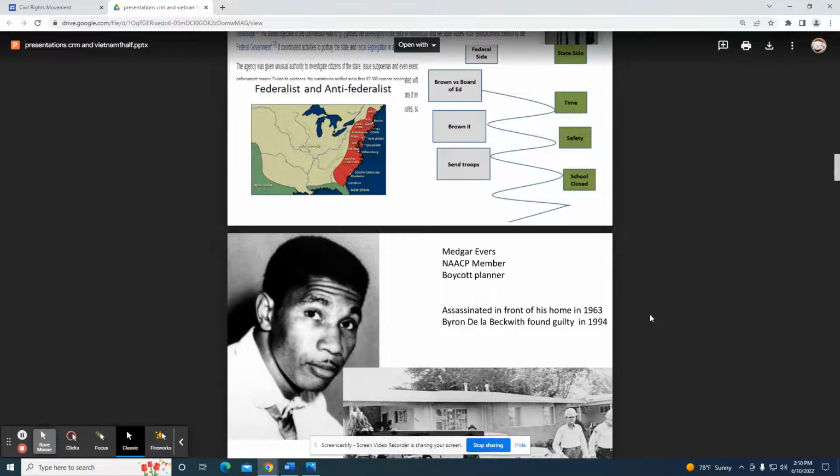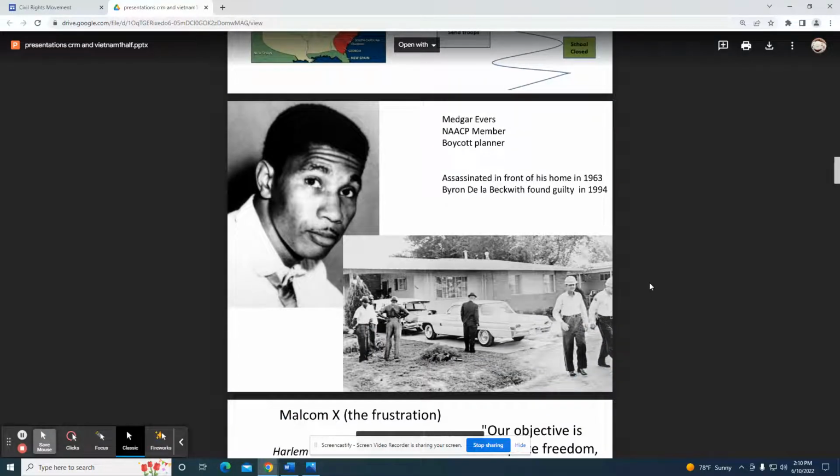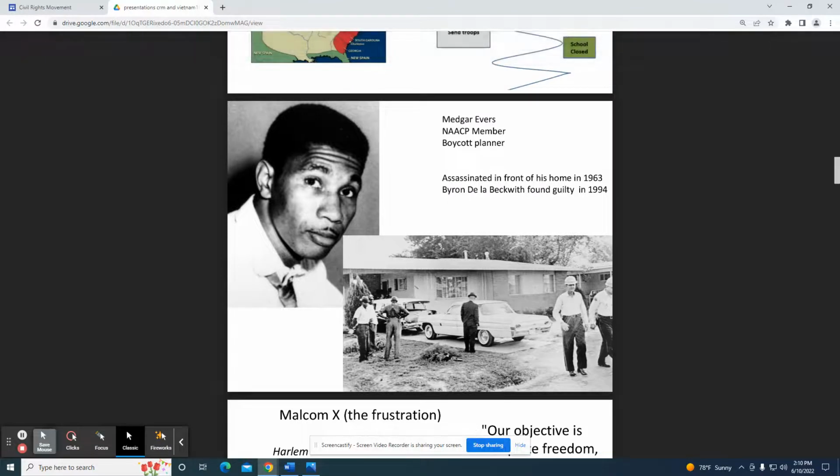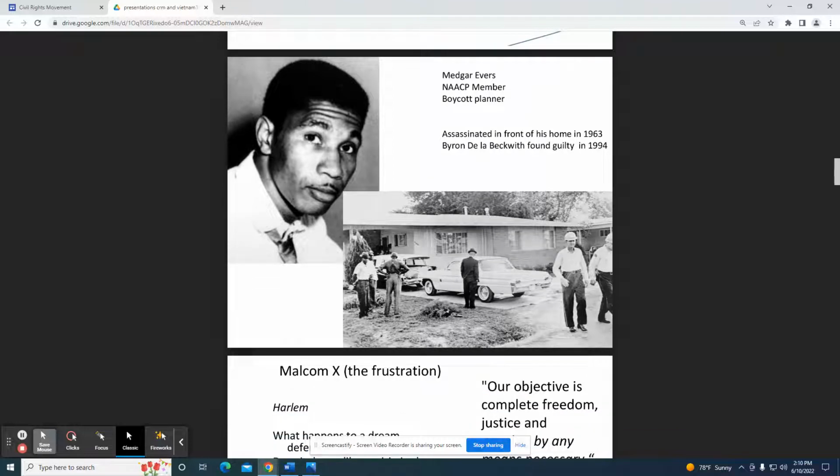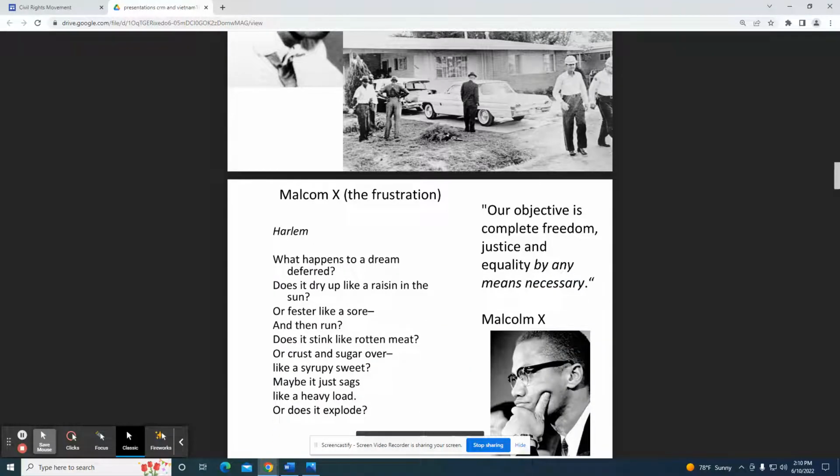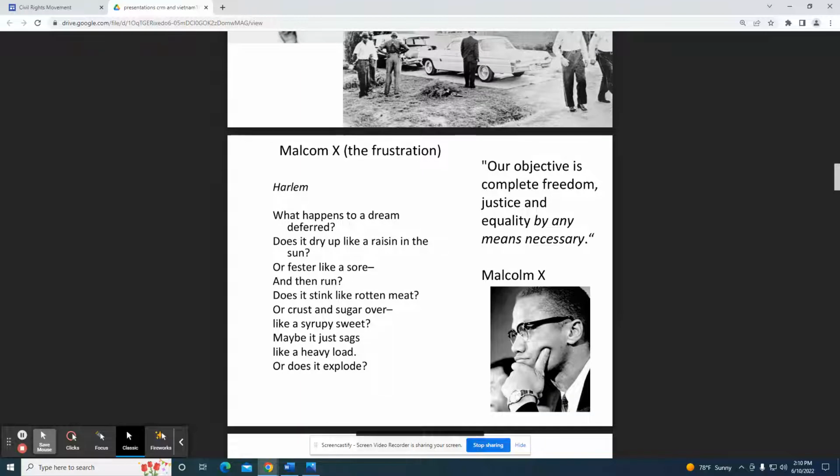You may or may not have the presentation on the Medgar Evers assassination. This individual is an NAACP member, and he was assassinated outside of his home. We will watch a documentary about some of the boycotts that he tried to implement. And we have yet another assassination with Malcolm X.